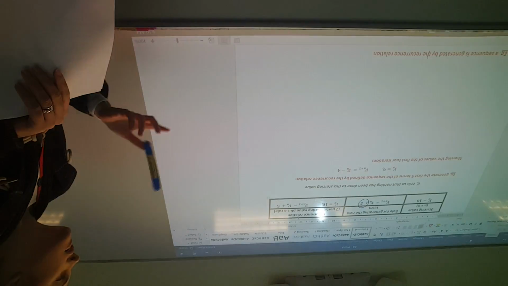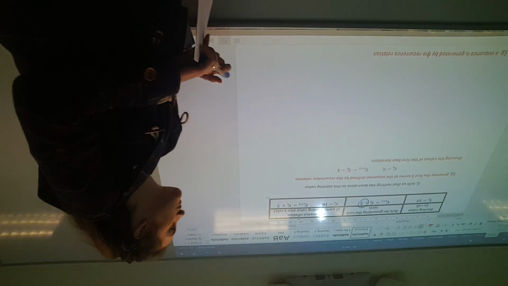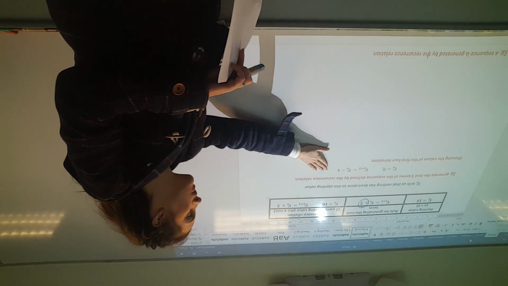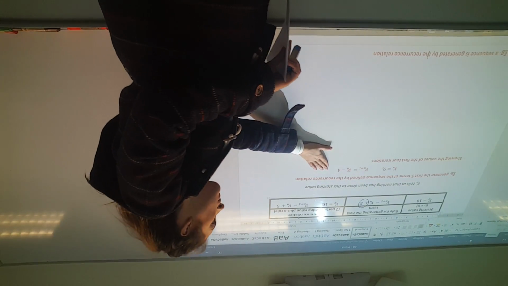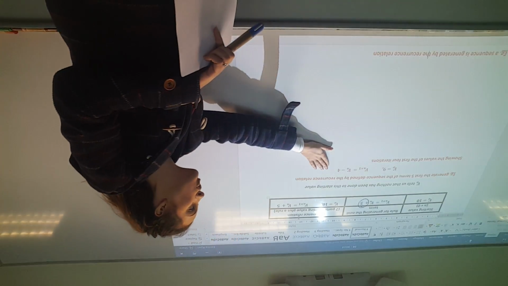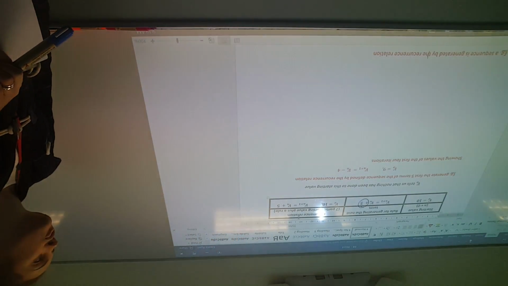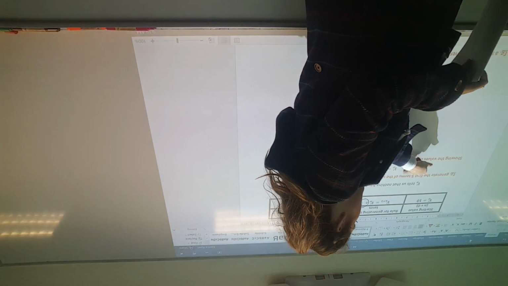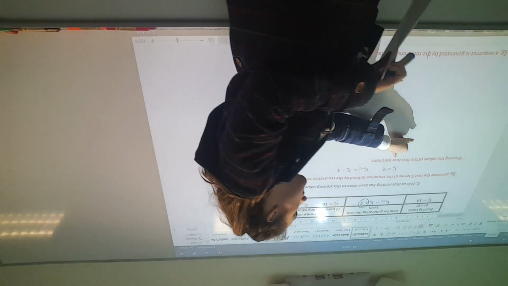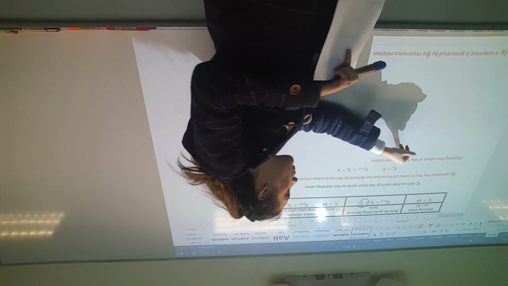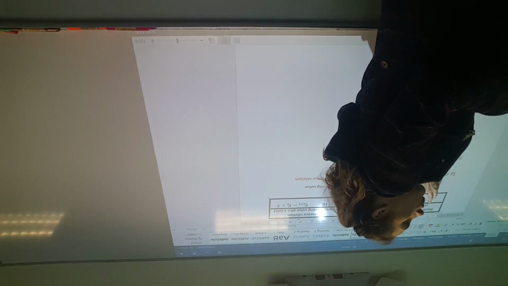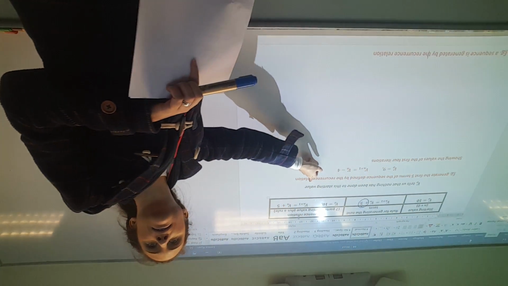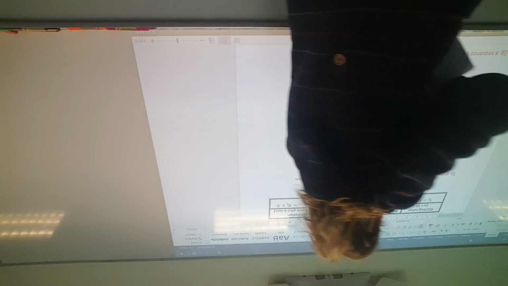Okay, so the question says generate the first 5 terms of the sequence defined by the recurrence relation V0 equals 9, Vn plus 1 equals Vn take 4, showing the values for the first 4 iterations. So this is saying find the first 5 terms, and this is saying the first 4 iterations. The first 5 terms includes our V0. But remember our V0, we haven't done anything to it. So we can start with our V0.